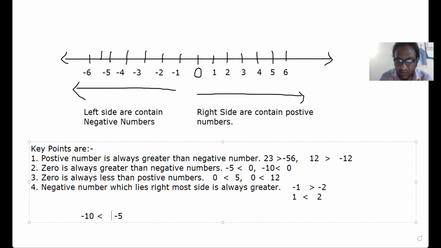Similarly, one more experiment. Suppose the two numbers are minus 12 and minus 24. Which number is greater? If they were plus 12 and plus 24, positive numbers, then 24 is greater. But in the case of negative numbers, minus 12 is greater. So I think you have got the concept.